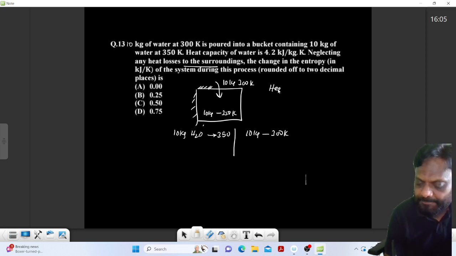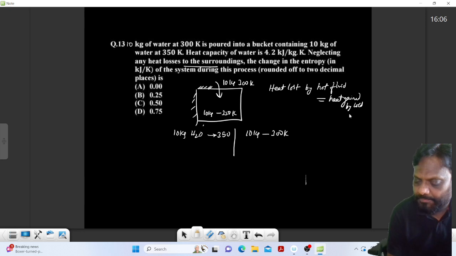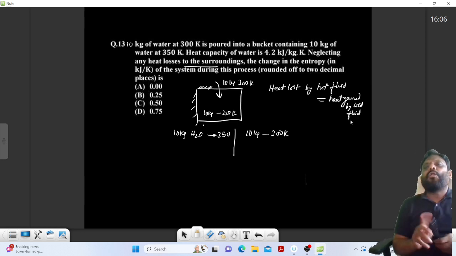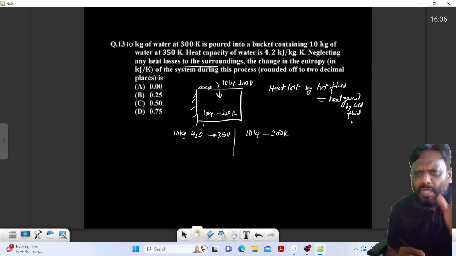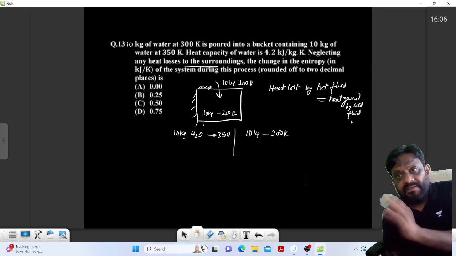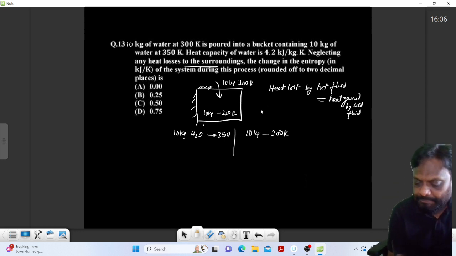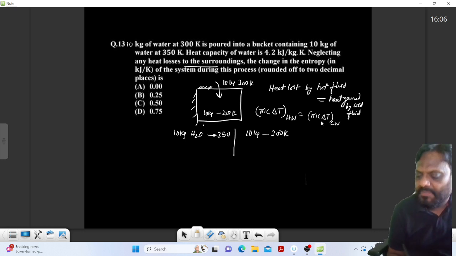Heat lost by hot fluid is equal to heat gained by cold fluid. Correct na? Now, what is the heat loss? Loss is initial minus final. Gain is final minus initial. So देखो, mc delta T of hot water should be equal to mc delta T of cold water.